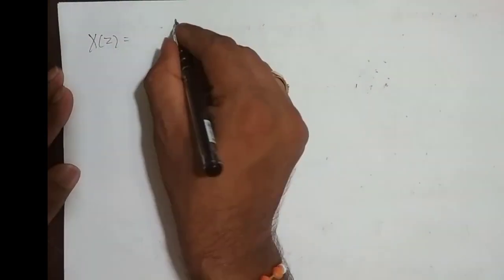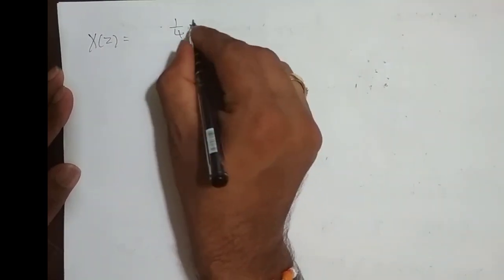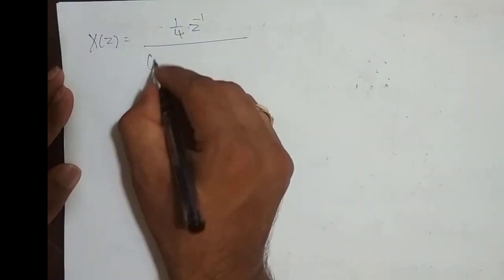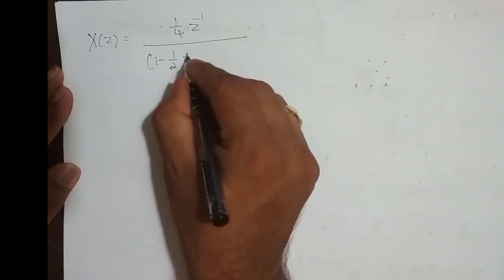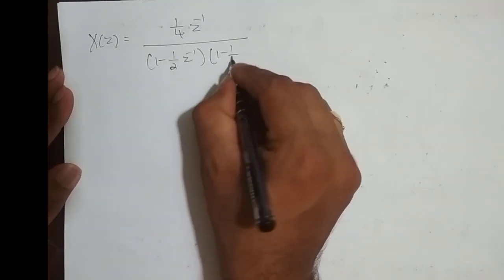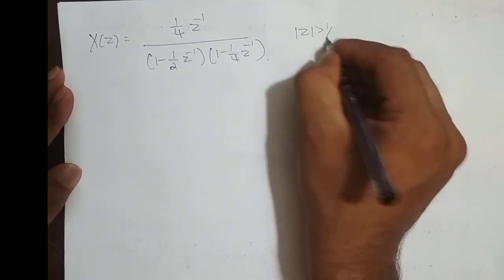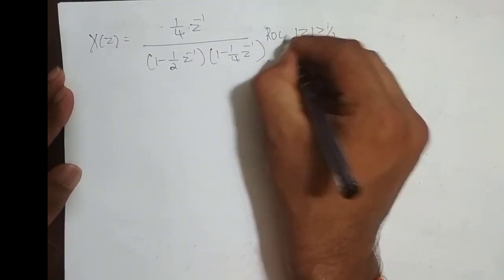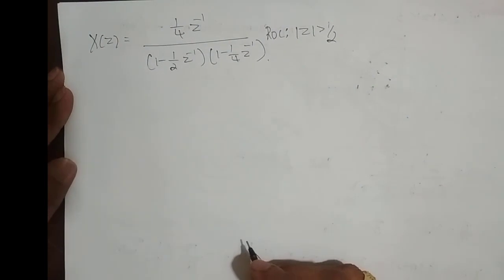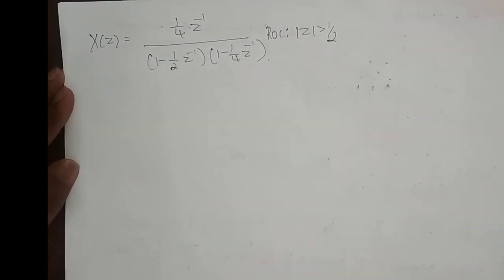Okay, next problem, X of z is equal to 1 by 4 into z power minus 1, divided by 1 minus 1 by 2 z power minus 1 into 1 minus 1 by 4 z power minus 1, and you have to solve this for ROC magnitude of z greater than 1 by 2. Okay, so I will give you the intermediate result. You just do it and cross check your answer.